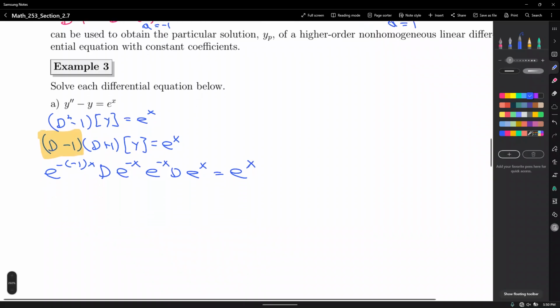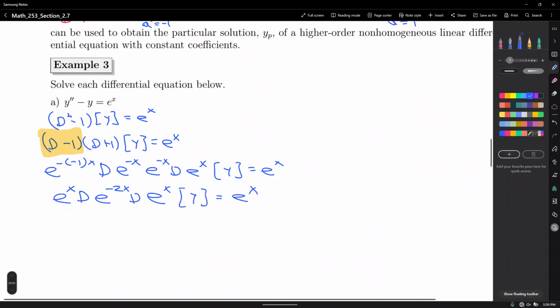All right, so let me rewrite some of this. So e to the positive x, d. Let me combine these two together. This is e to the negative 2x, d e to the x equals e to the x. And let's solve this for, oh wait, I forgot to keep writing the y. We need it because we want to solve this equation for y, right? That's the solution.